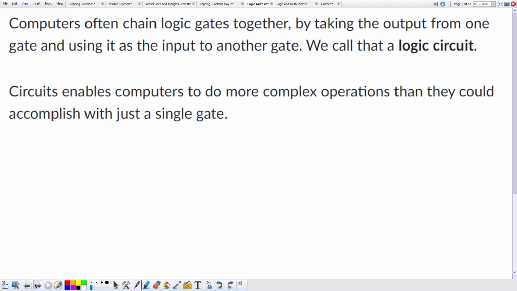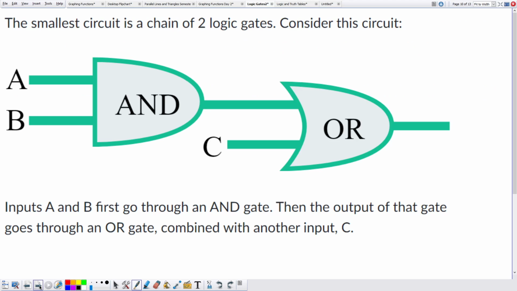Computers will chain logic gates together in a series by taking the output from one gate and using it as the input in another gate. This is called a logic circuit. Circuits enable computers to do very complex operations that they couldn't accomplish with just a single gate. So here's a circuit.